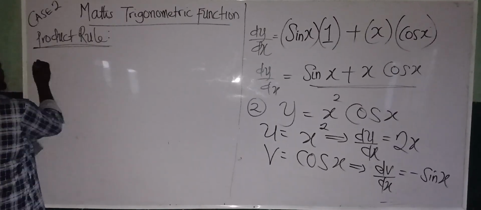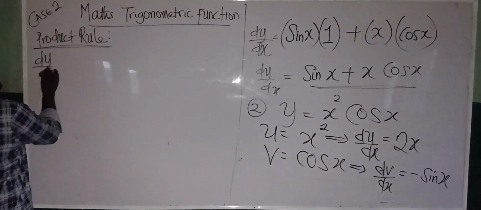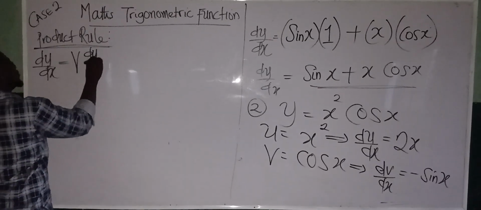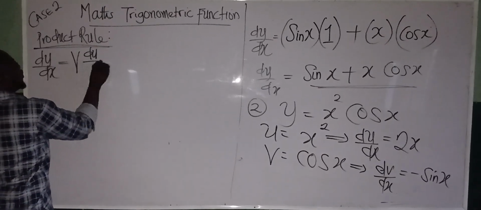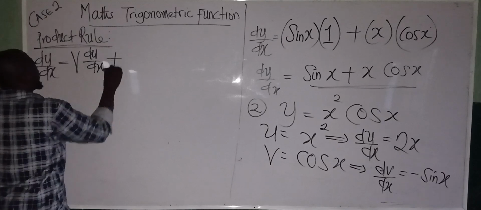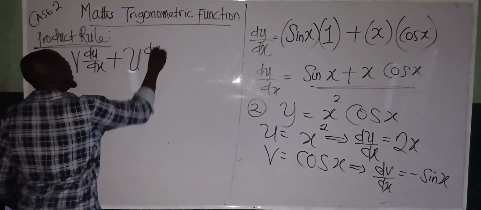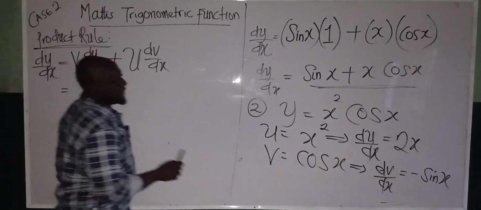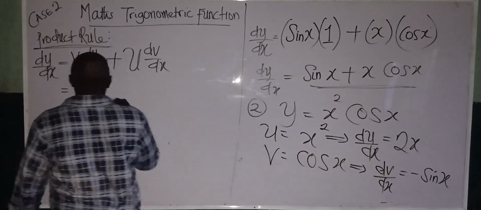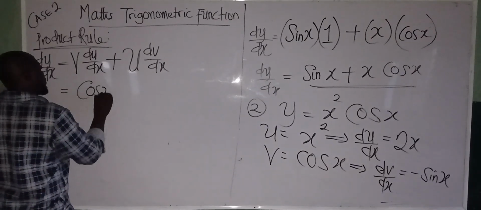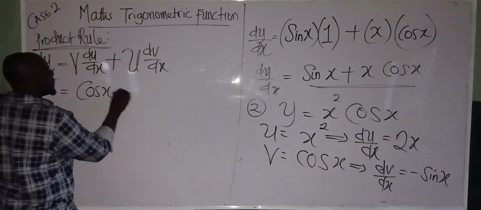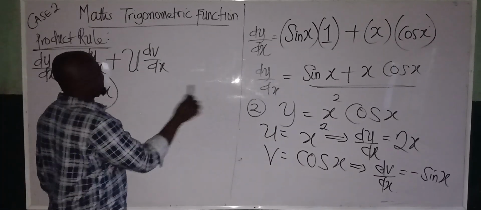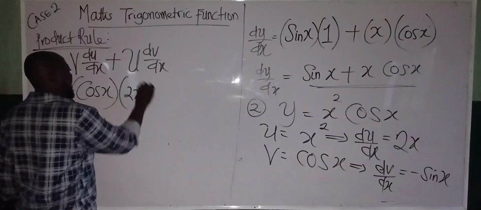We know that when you apply the formula for the product rule, it is du over dx here, plus u dv over dx here. Very simple. So what is my v originally? My v is cos x. That's what we have there. What is now my du dx? My du dx there is 2x here.